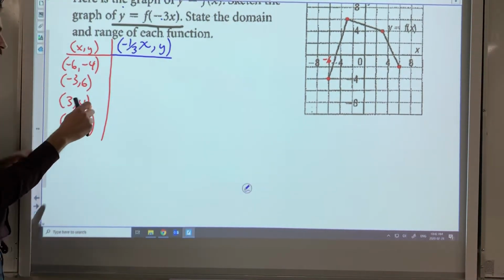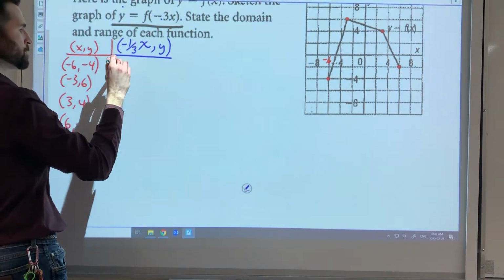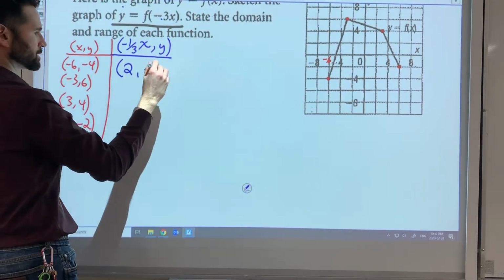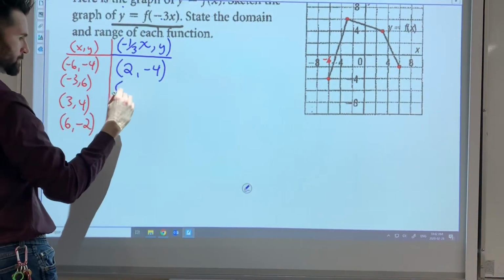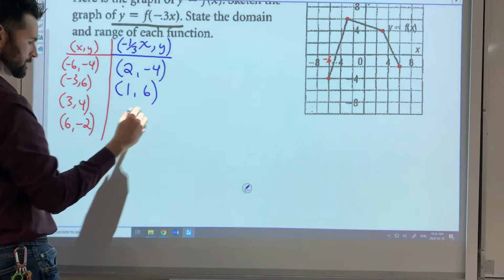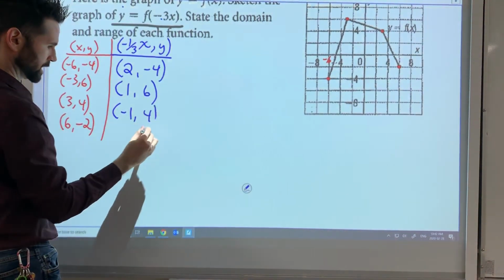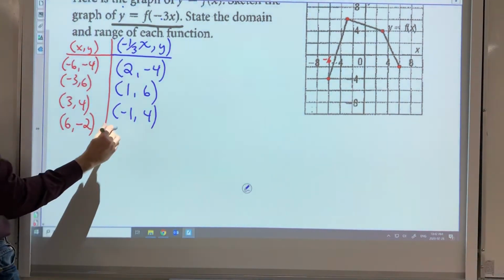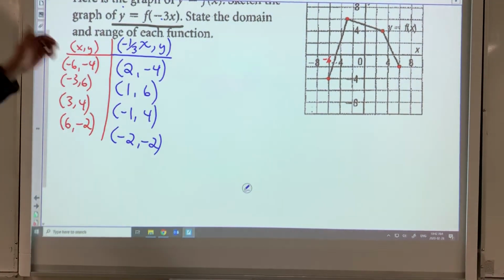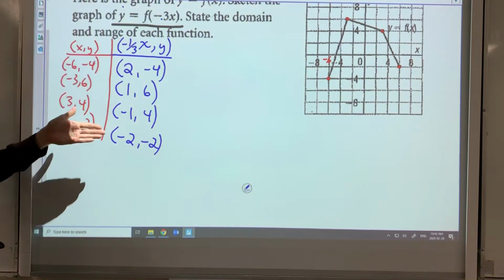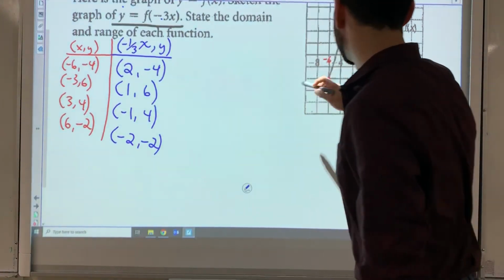Yeah. Here we go. So -6 times -1/3 gives us +2. No change to the y value. -3 times -1/3 gives me +1. And then 3 times -1/3 gives me -1. No change to the y value. 6 times -1/3 is -2. So there it is. Once you have that, it does two things. If you have the right points, I'm like, great. And then if you mess it up when you graph it, it won't be as bad. You won't lose as many marks.